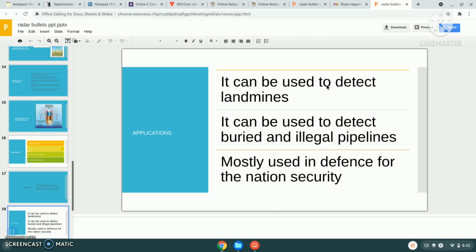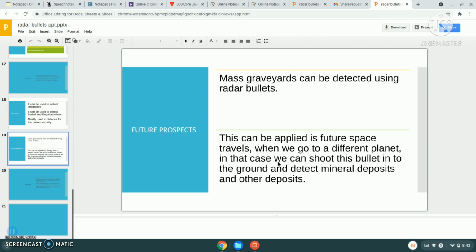Applications: as we have discussed, it is used in detection of landmines. It can also be used to detect illegal pipelines, and is mostly used in the army for national security. Future prospects: in future we can also use it in the detection of mineral deposits, oil deposits and other deposits which are present even on other planets. And even mass graveyards in civil wars can be detected by radar bullets.